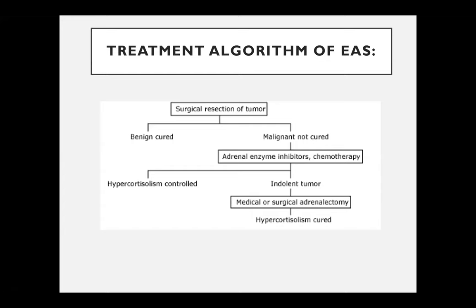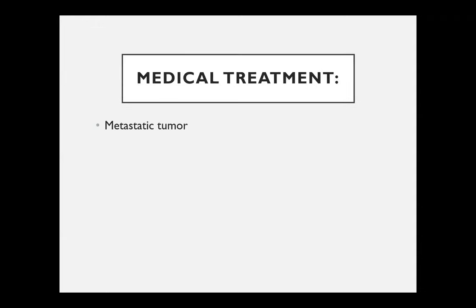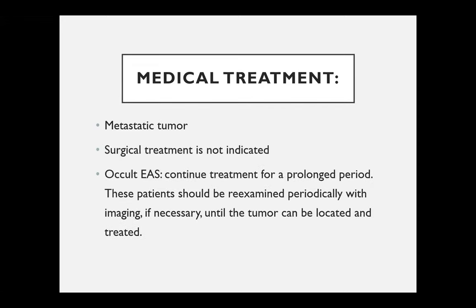As we already discussed, surgical resection of the tumor could be therapeutic for both the underlying malignancy and the ectopic Cushing syndrome, the paraneoplastic manifestation. But there are some situations where the tumors might not be able to be resected, and in this situation we are thinking of more systemic treatment. In regards to medical treatment, that would be our first choice if we have a metastatic tumor, if surgical treatment is not indicated, or if we have occult ectopic ACTH syndrome, where we have to continue the treatment for a prolonged period of time.